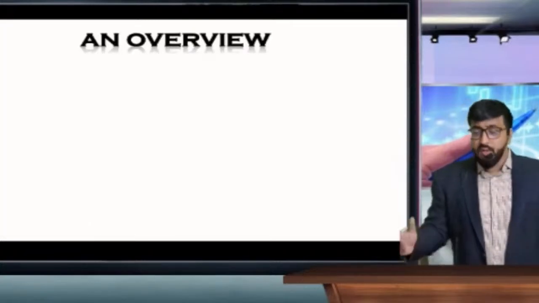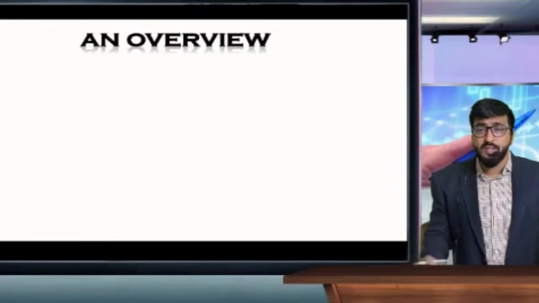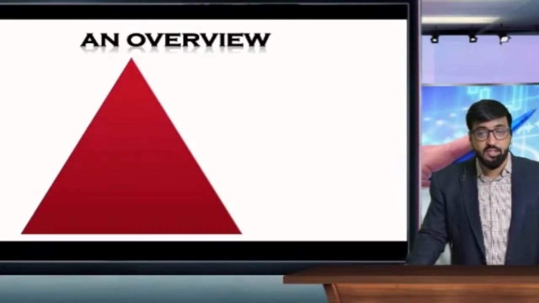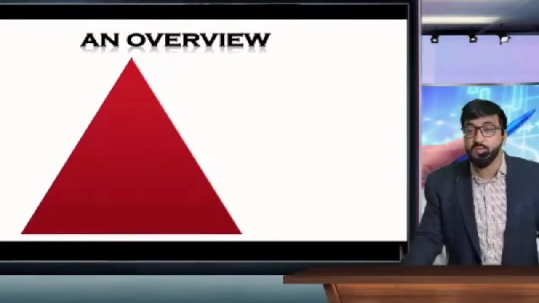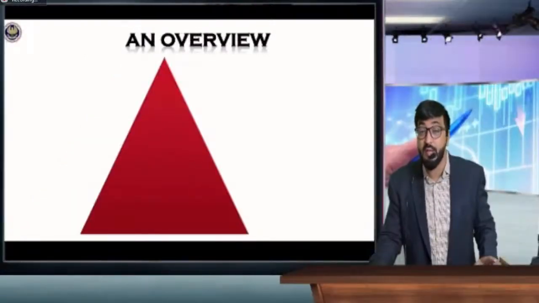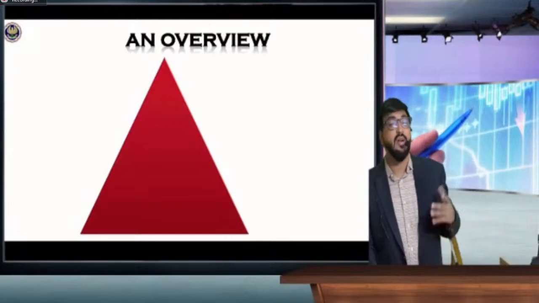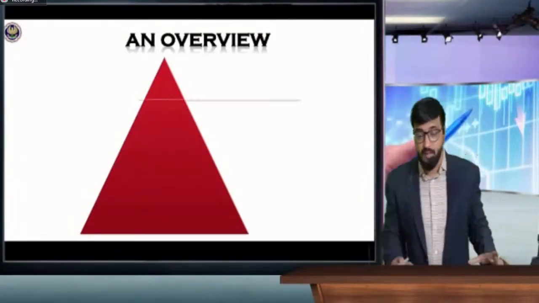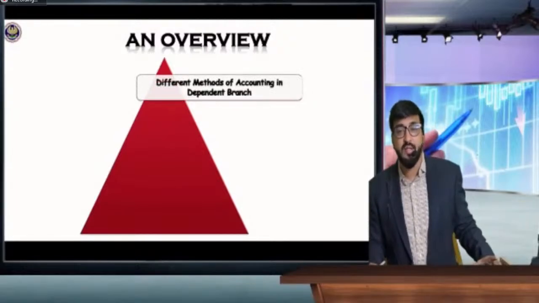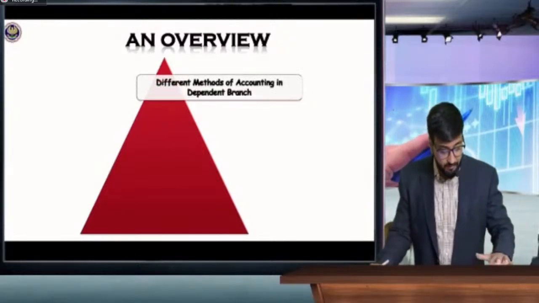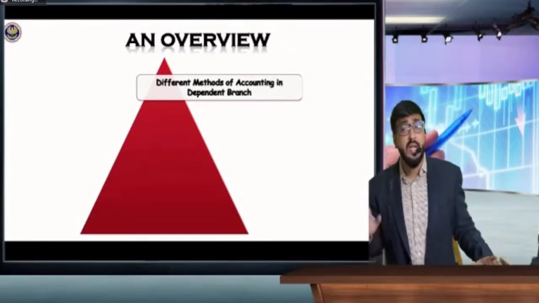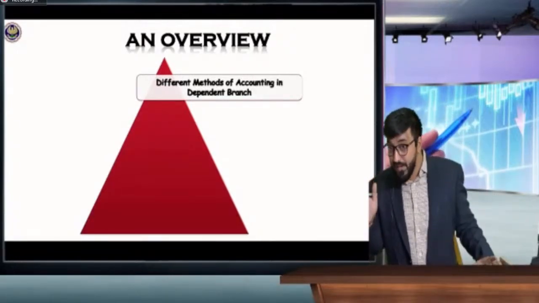So let's understand the overview of this chapter. Today's session will be a reciprocal session, so you also have to answer. I will ask you some journal entries. You will tell me how you are going to pass these journal entries in the books of head office and in the books of branch. It is very important. So, the overview of what we are going to see in this chapter: different methods of accounting in dependent branch and independent branch.